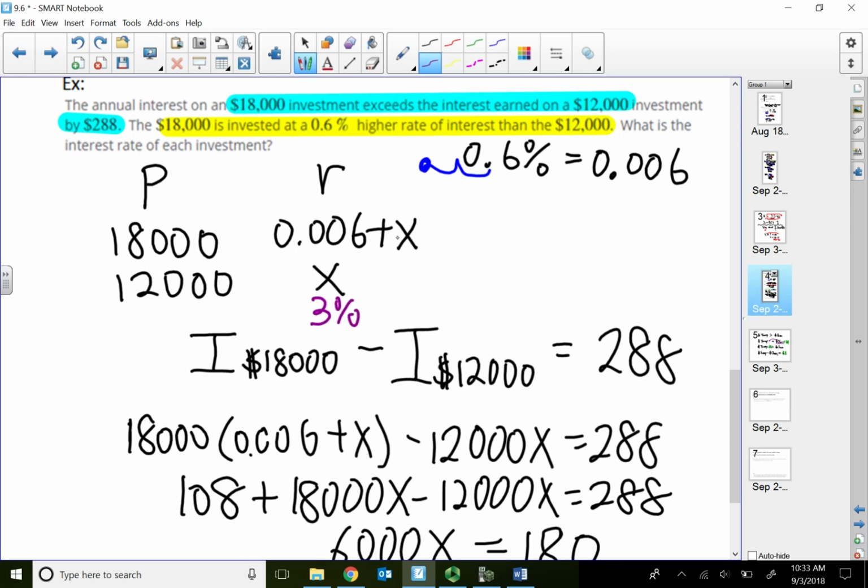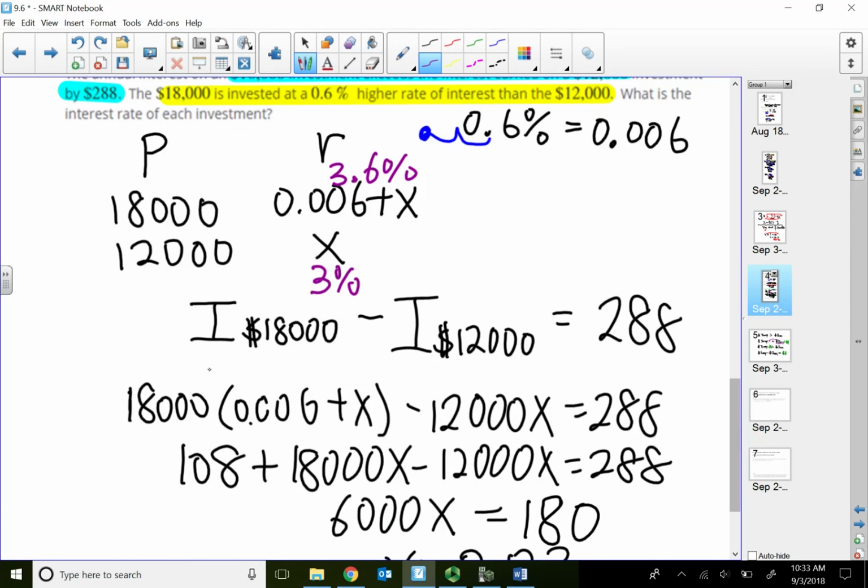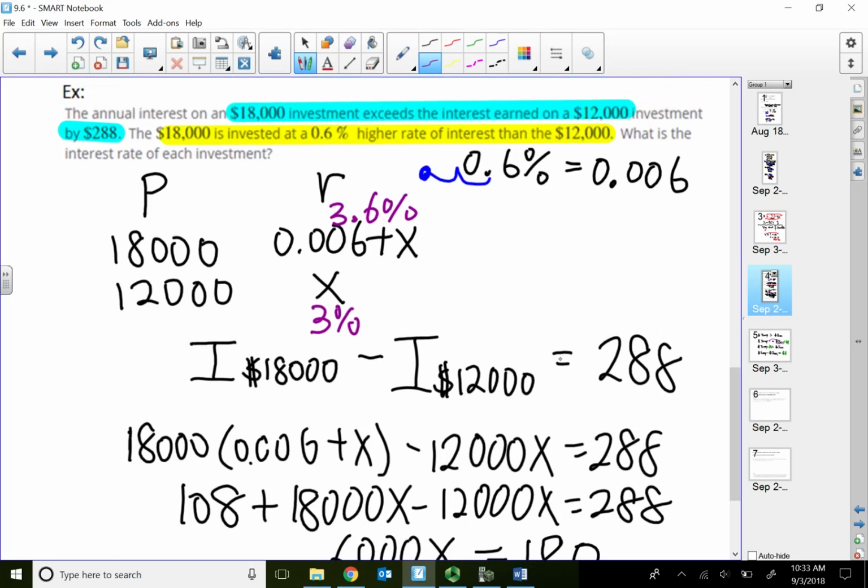All right, thinking back now, 0.006 plus 0.03, or you can say the $18,000 is 0.6% higher. Since x is 3%, the $18,000 got to be 3.6%. So that's the interest rate for both accounts. All right, very interesting problem. Talk about exceeds. Exceeds means the more minus the less is equal to 288. Exceeds means the difference between the two accounts is $288.